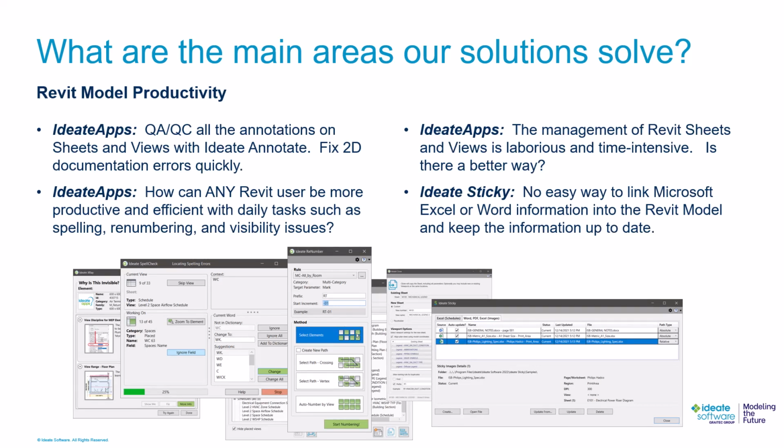In addition, our product called Ideate Sticky allows you to live link Excel, Word, and PDF data into your Revit project and keep that up to date. This could be code lists or manufacturing data or even general notes. There's no easy way to link that in currently with Revit out of the box. So this gives you a great way to integrate what we're calling non-BIM data into your Revit project.